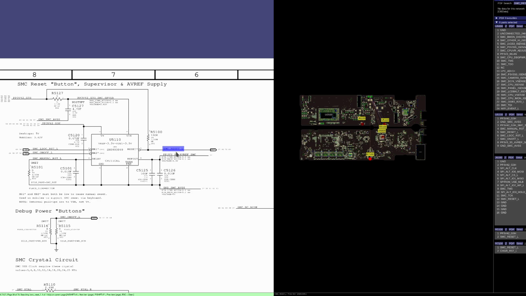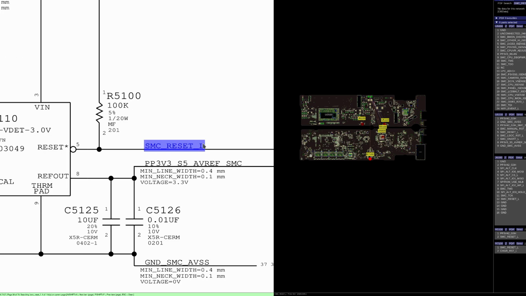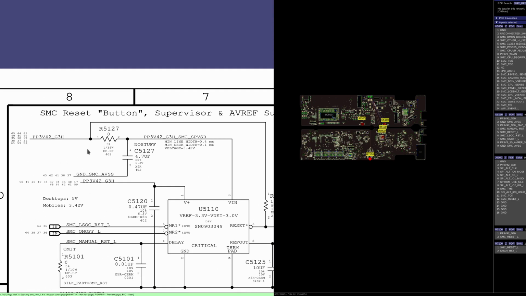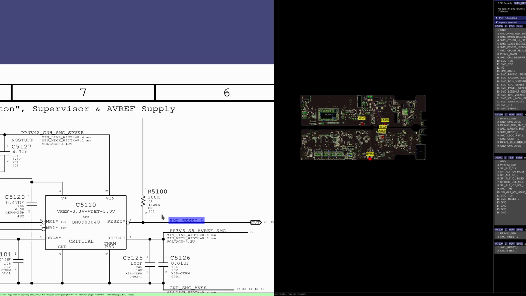The purpose of having this reset signal is that it's going to keep the SMC from turning on until you let go of the reset button. You let go of the reset button when the signal is high. Remember, the SMC is going to be reset when it's _L, meaning low voltage. This signal is pulled up to 3.42 volts by a pull-up resistor. You have PP342_G3H going to R5100. That is going to pull this up to 3.42 volts, which is what I expect it to be.